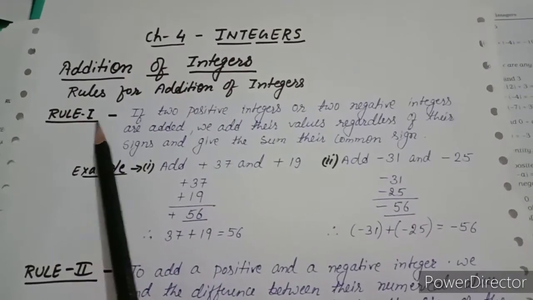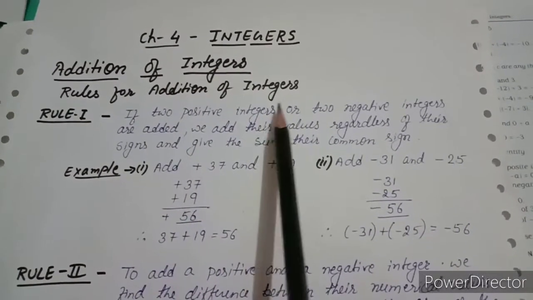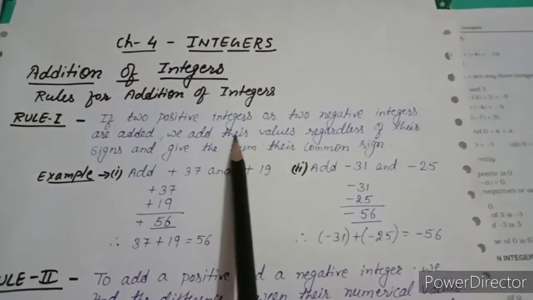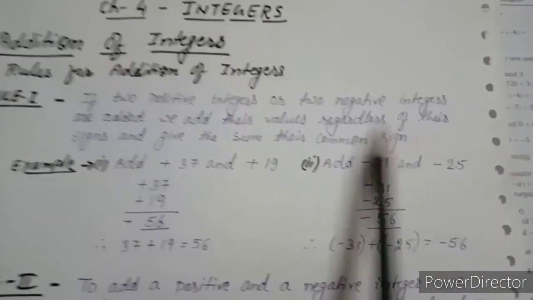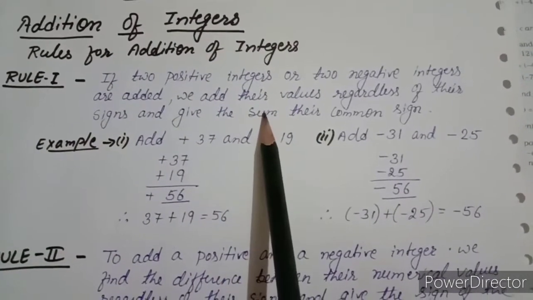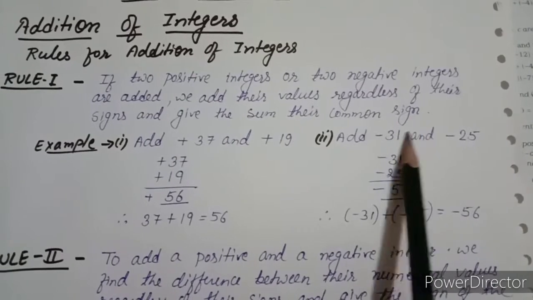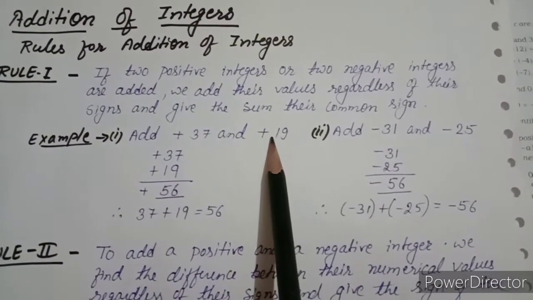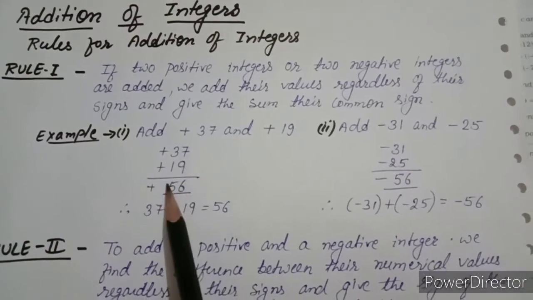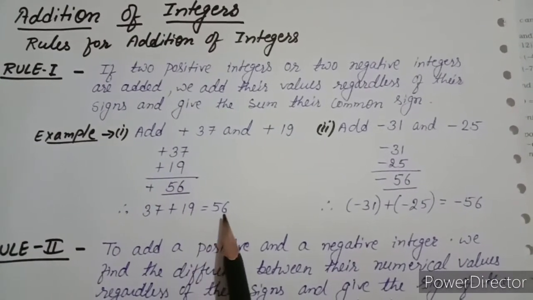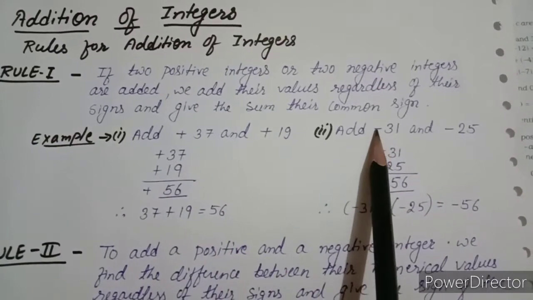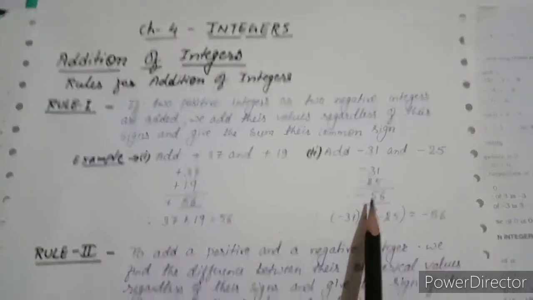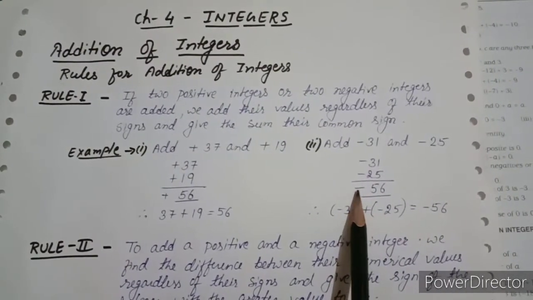Rule number 1 is: if two positive integers or two negative integers are added, we add their values regardless of their signs and give the sum their common sign. That means if a positive integer is added to a positive integer, then we find the sum and give it the positive sign. And when a negative integer is added to a negative integer, first you add both and then give the common sign, the negative sign.